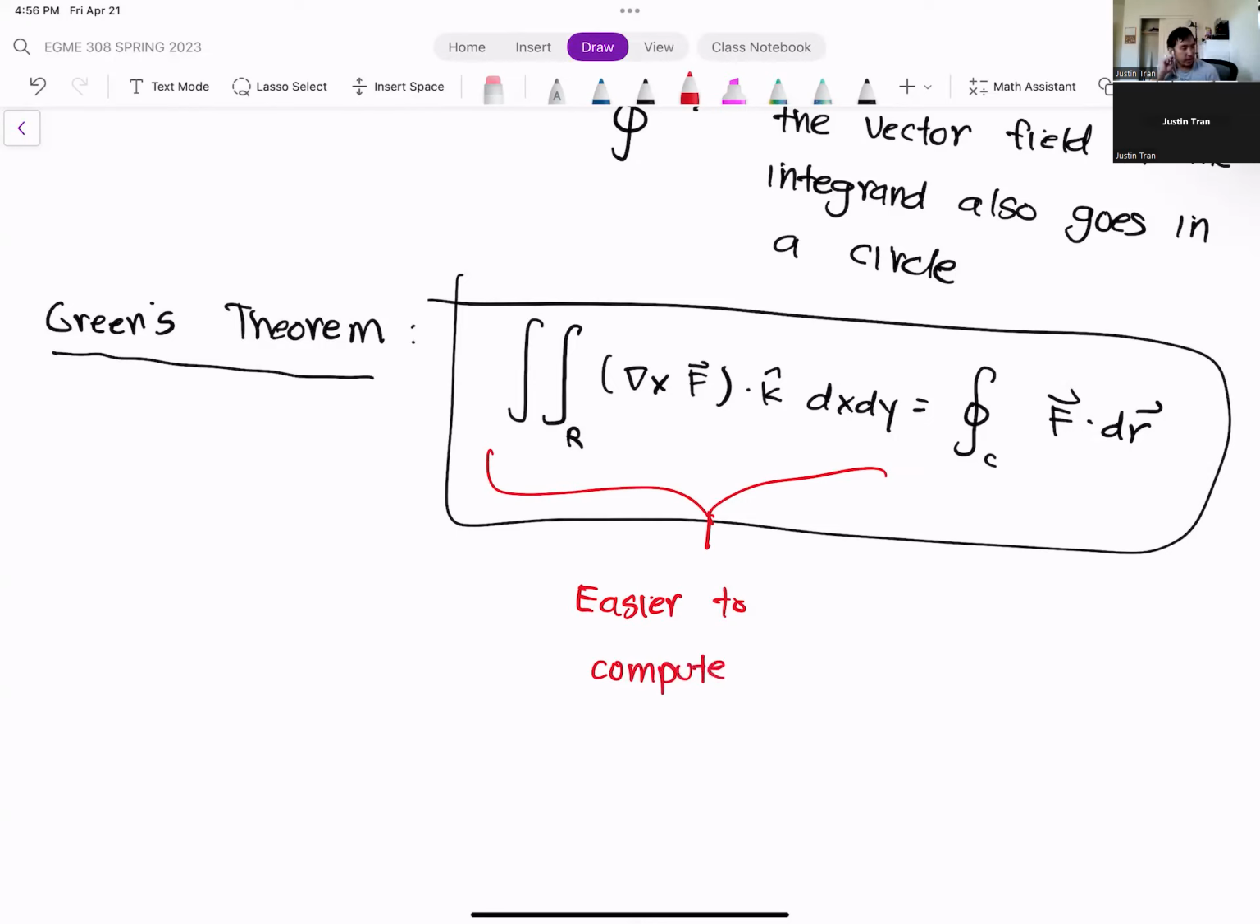Okay. Usually that's the case. And so if you come across a problem in the exam where it's asking you to compute an integral like this, maybe you convert it. So maybe you say, let me use Green's theorem. Let me convert this line integral here into an easier form, and then that'll be easier for you to compute.